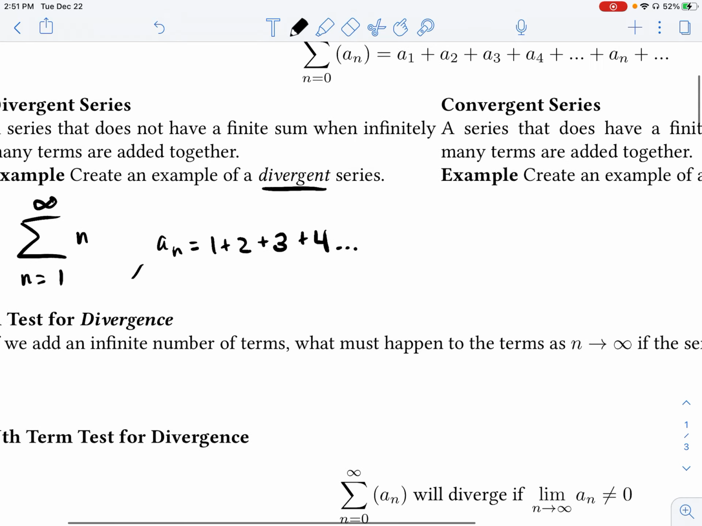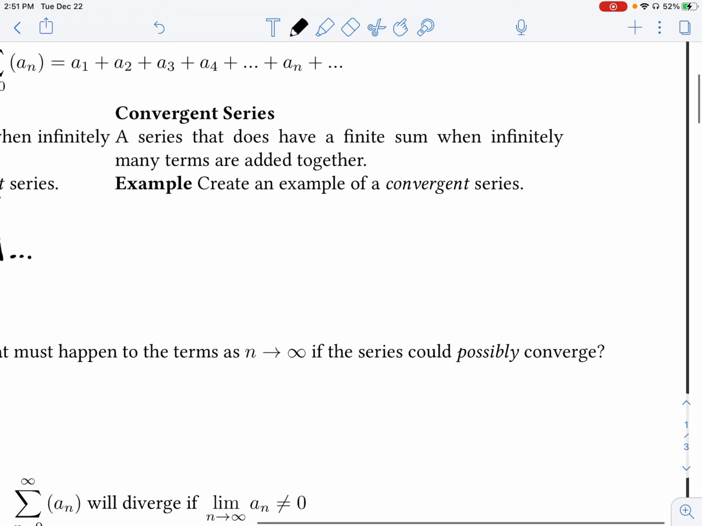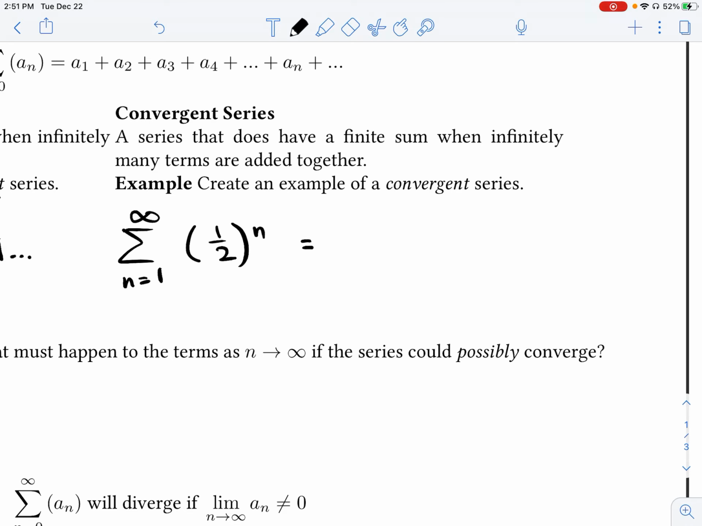Well, what about a convergent series? What might that look like? I'll set up the sigma notation again. This time n is equal to 1, just to be easy. Something like this was probably one of the earliest examples of a convergent series that we saw. When n is equal to 1, I would have 1/2. When n is equal to 2, I would have 1/4. When n is equal to 3, I'd have 1/8, 1/16, 1/32, and so on.